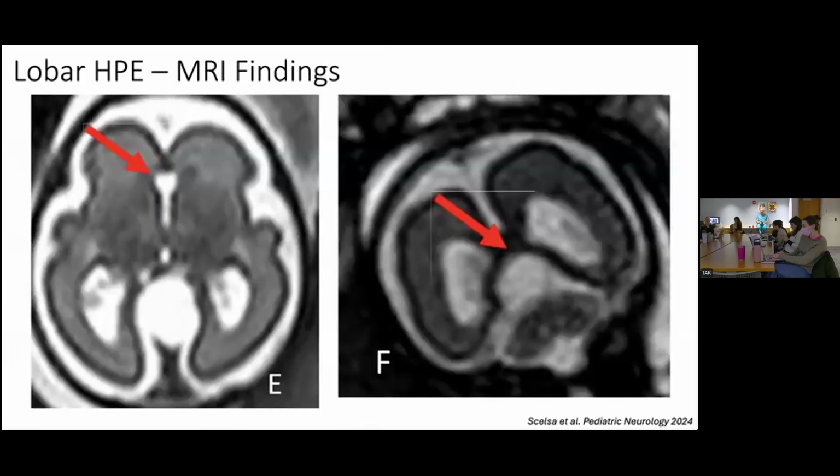So here are the MRI findings. This is a fetus at 26 weeks. Here on the left is the axial view, and this red arrow demonstrates partial anterior fusion. And then on the right in the coronal view, this red arrow is also demonstrating frontal basal fusion here.